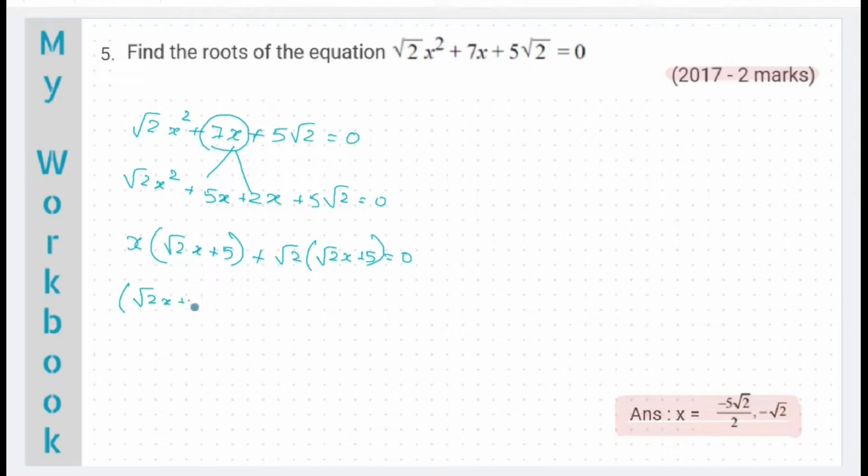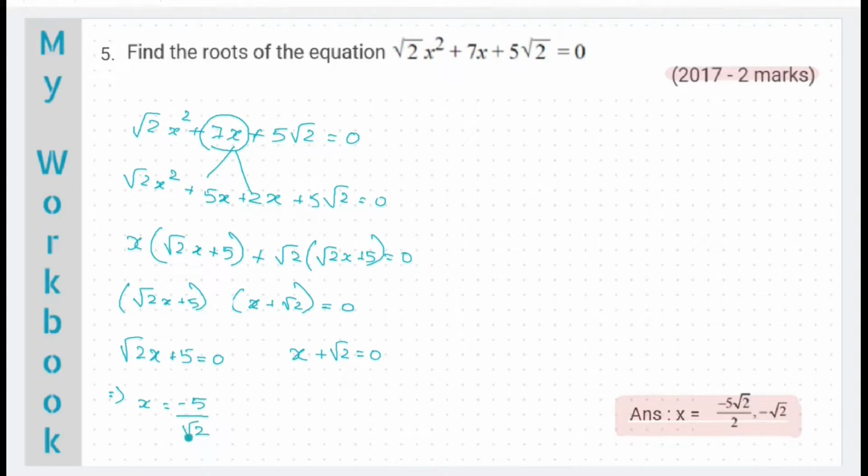Sorry, there's no plus. It's product of two different factors. Root 2x plus 5 into x plus root 2 is equal to 0. So we can equate each of the factor to 0 and arrive at the values of the roots. Either root 2x plus 5 should be 0, or x plus root 2 should be equal to 0. This gives x is minus 5 by root 2.